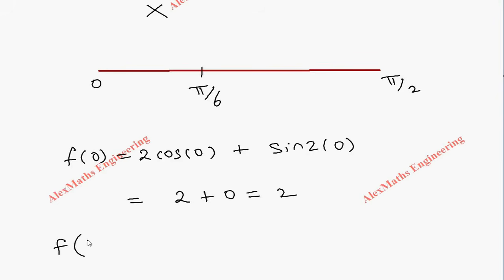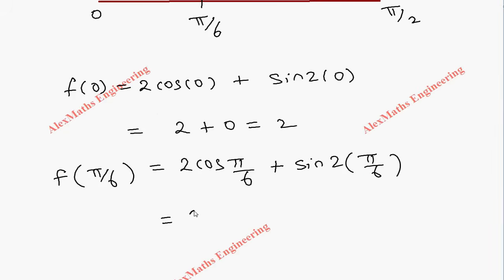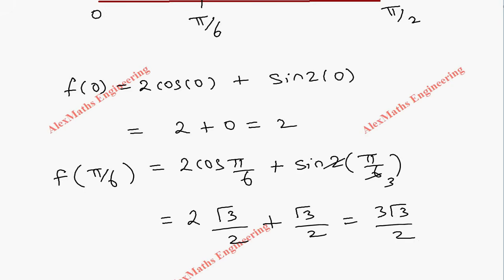Then f of pi by 6. 2 cos pi by 6 plus sin 2 pi by 6. So this will give 2 into root 3 by 2 plus, after cancelling, sin pi by 3, which is root 3 by 2. By adding this, we get 3 root 3 by 2.